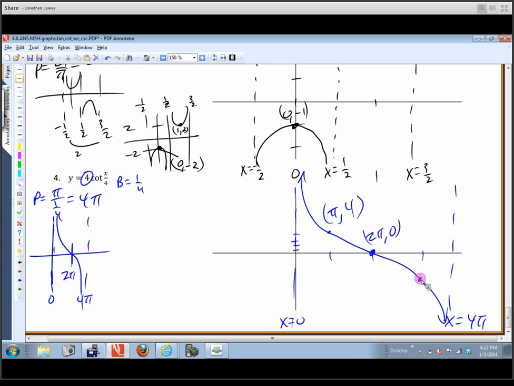And then this one would be symmetric over here. So this is going to be, well, let's see if this is pi, this is 2 pi. This would be 3 pi, comma, negative 4. And there we go. Labeled asymptotes, labeled the 3 key points, and we're all set.